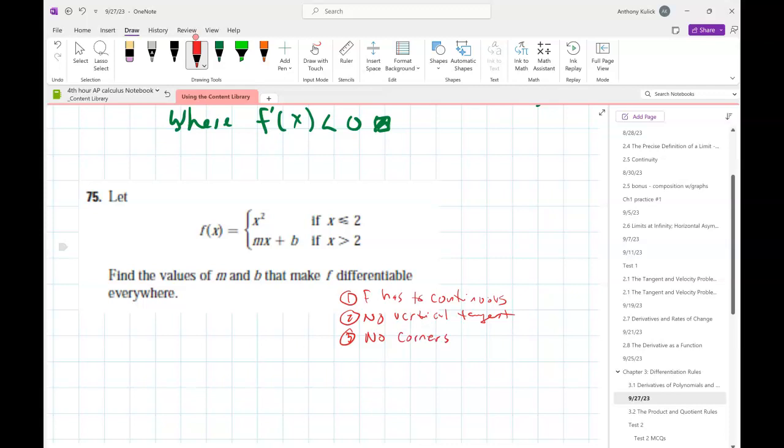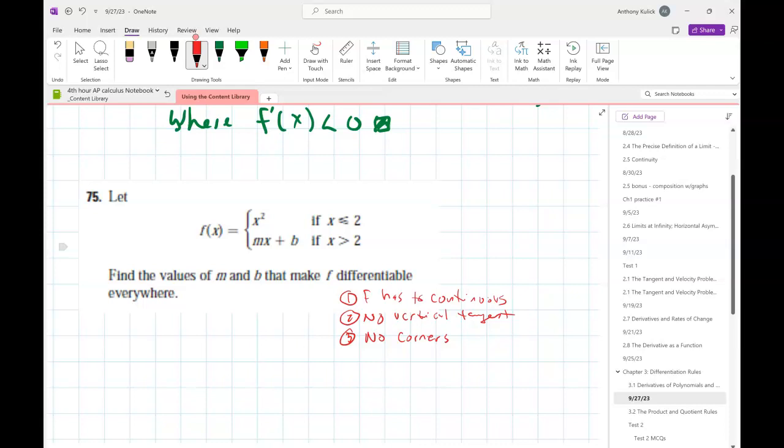No sharp corners. These three things you absolutely have to know. These are the three places where a derivative can fail to exist, or the three reasons a derivative can fail to exist, right? You have continuity, you have a corner, or you have a vertical tangent. Those are the three places on a function where a derivative will fail to exist. That's something you absolutely have to know. That's a memorize.